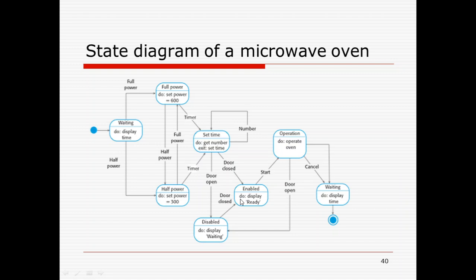From the enable state, with the event start, if you press the start button, it operates the oven, so it goes to the operation state. In the operation state, if you open the door, it goes to the disable state, where waiting is displayed. Finally, once the time is over, it goes to the waiting state where it displays the time.